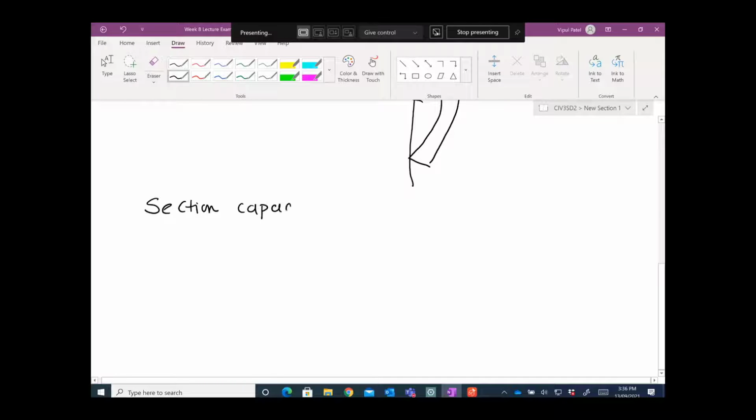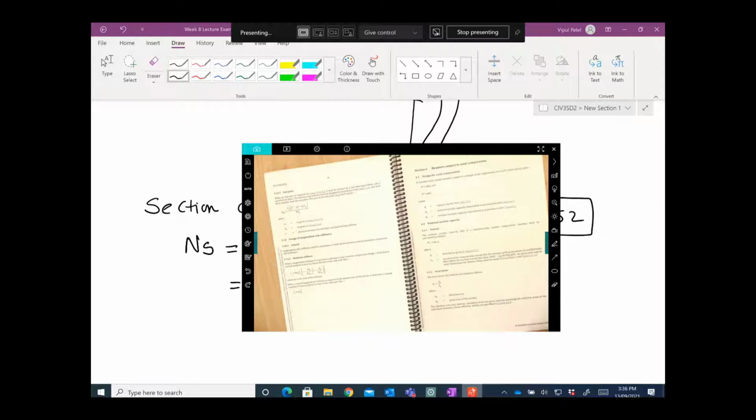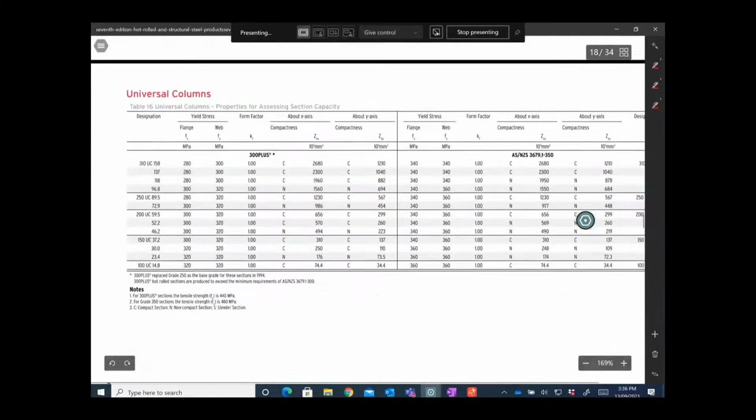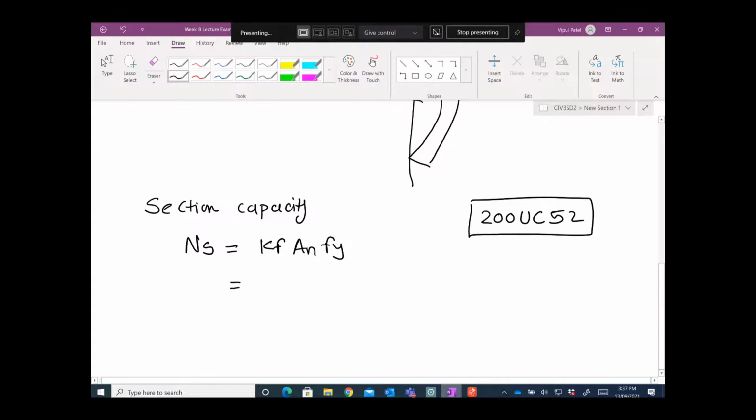Now, I already showed you the detailed way if you want to check how to calculate the section capacity, but straight away I just calculate here kf, An, and fy. Now in here we have been given the cross section, which is 200 UC 52 column. That is our given cross section. So let me get the form factor first. If you come back here, 200 UC 52.2. So this, let me change to here, 52.2.